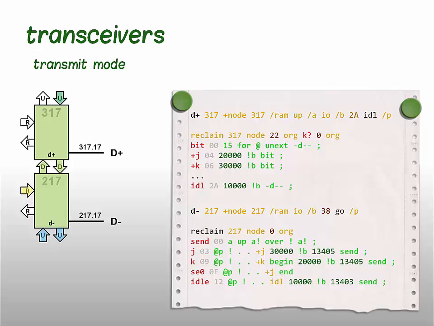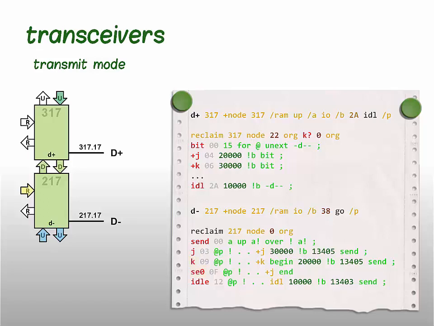In node 217, there are similar words J and K. Executing J, we first call plus J in node 317, which sets the D+ line low, and at the same time we set the D- line high. Then we set the out direction of the bus. Word K works in a similar way, as well as word single-ended 0.